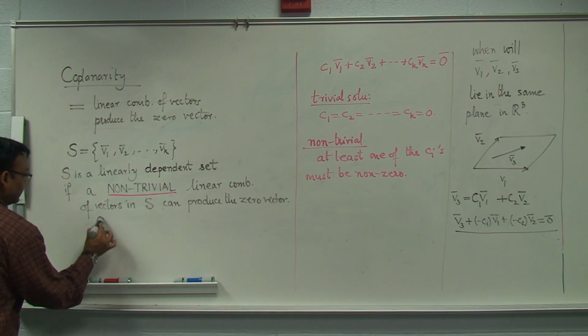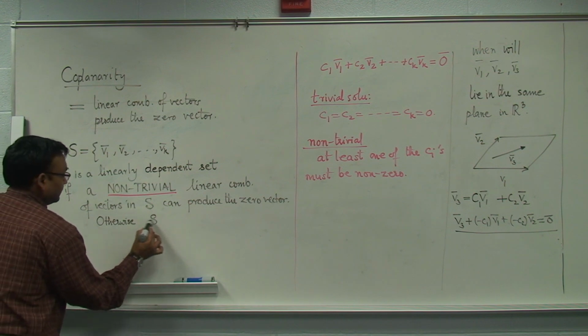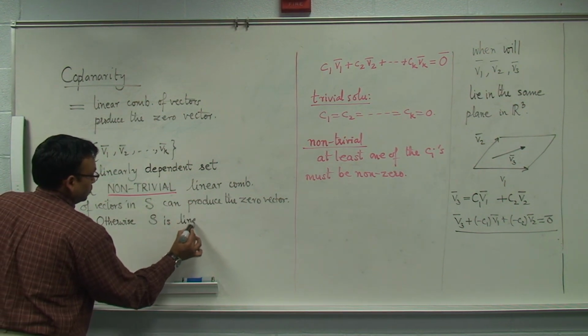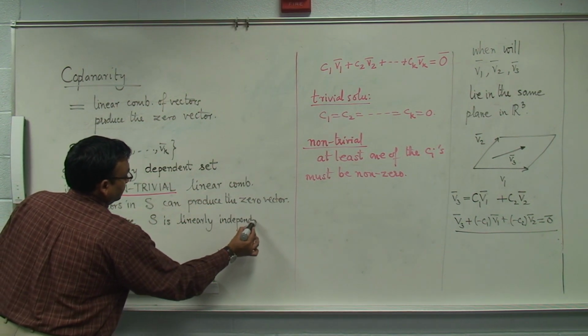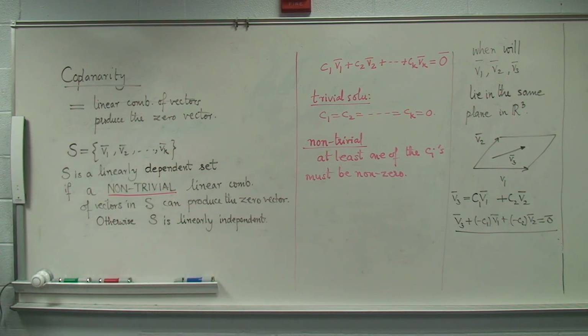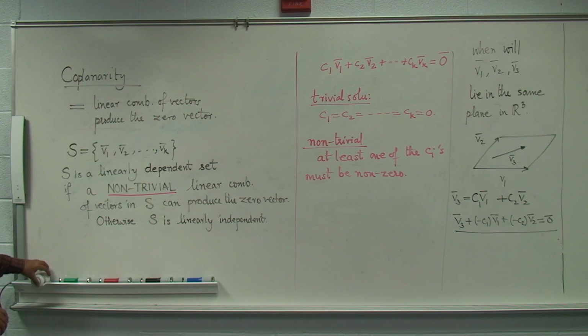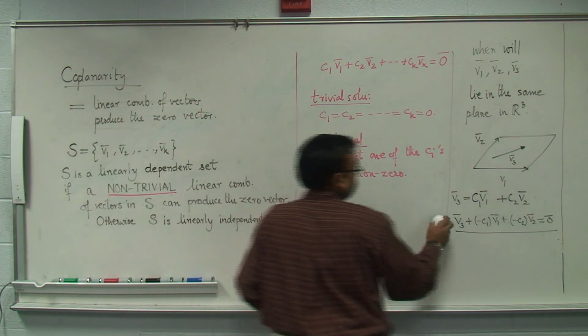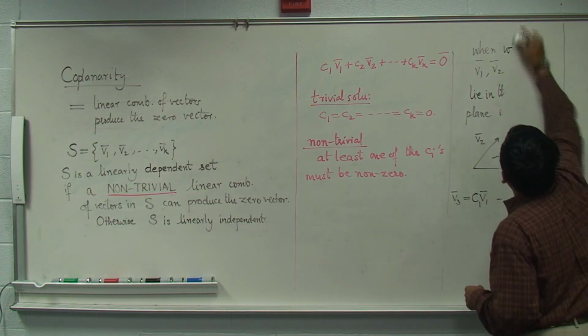So let me add to this. Otherwise, we will say S is linearly independent. So that means the only combination which can produce me the 0 vector, if it happens to be the trivial combination, then we will say the set is linearly independent. So without further delay, let's try to see an example whether the vectors are linearly independent or dependent based on the definition we have tried to capture.